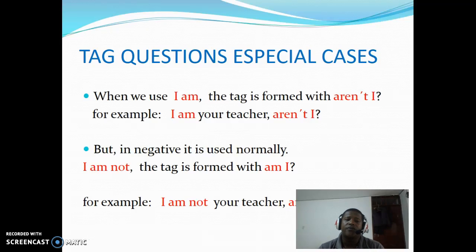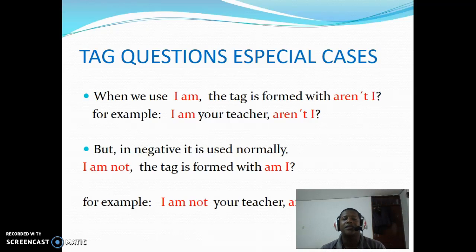Let's see an example. For example, I am your teacher, aren't I? You see, I'm using I am in affirmative, so forming the tag, I say aren't I. So I don't say am not I, I use aren't I. It depends on whether you want to preserve the T in the pronunciation, aren't I, or omit it, aren't I. That's it.